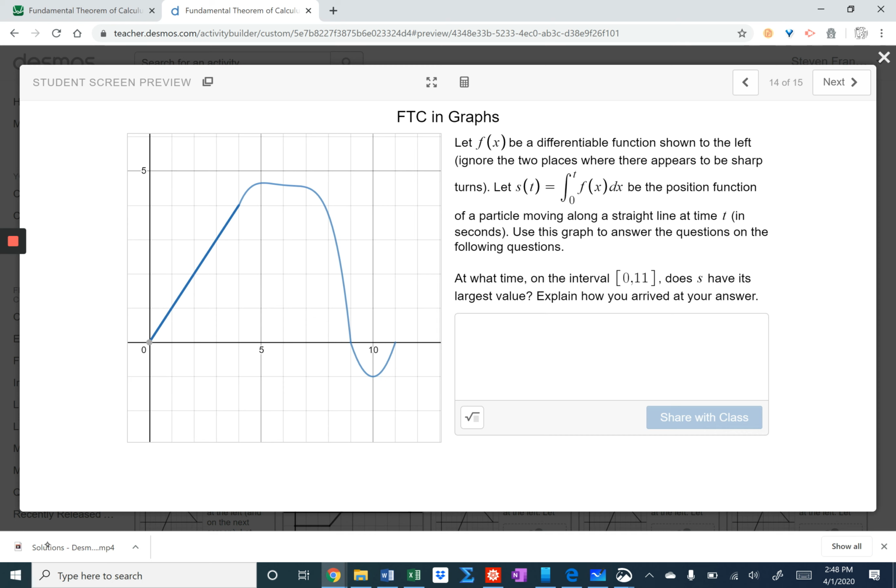From 0 to 11, I would have to take all of that area that we would calculate from 0 to 9, and then subtract from it this area from 9 to 11. So S of 11 has to be smaller than S of 9 because S of 9 is all of this area here, and S of 11 is that same area minus this amount. That's going to give us a smaller number.